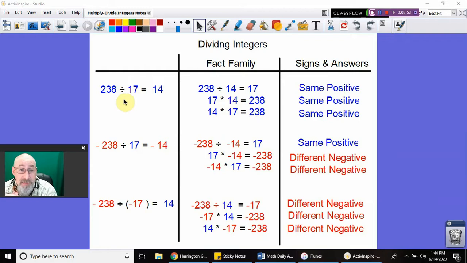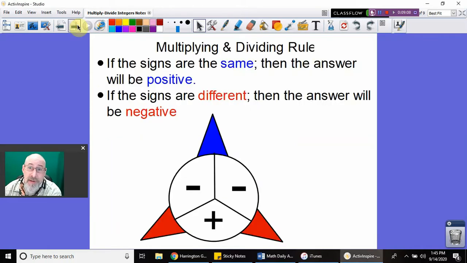In a nutshell, that is it. That's the end of the notes. That's the end of this little mini lesson on multiplying and dividing by negatives. What you need to understand is that the division rule and the multiplying rule are the same. If we have two signs that are the same, we end up with a positive answer. If we have different signs, we have a negative answer.